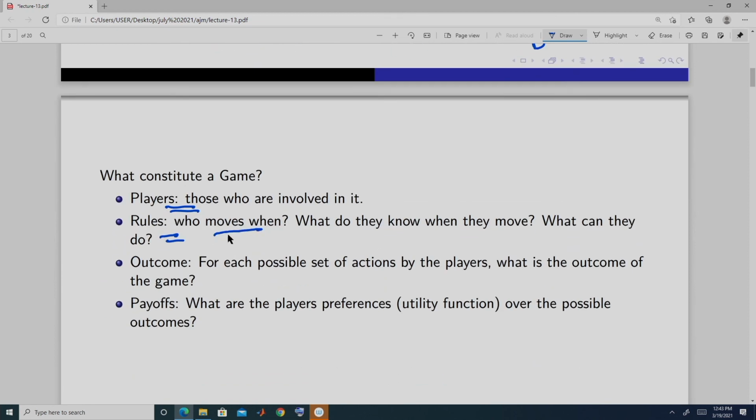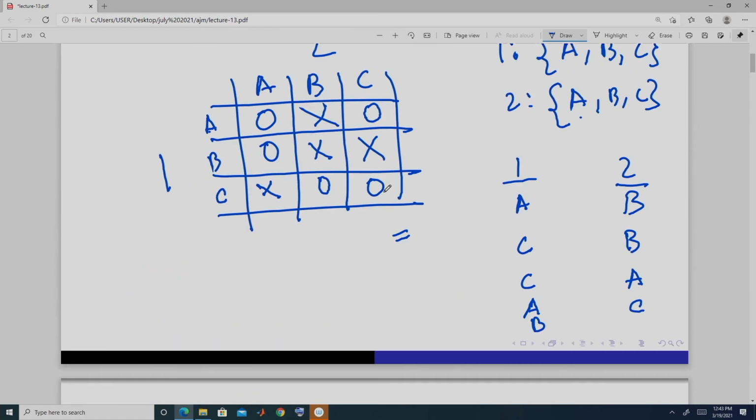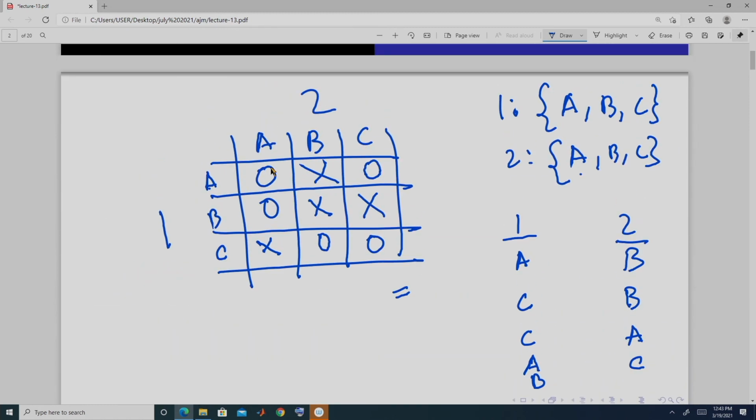So, who moves when? That has to be specified. Then, what do they know when they move? Here, when we play tic-tac-toe, player 1 moves first and player 2 moves second. While choosing a place, player 2 has observed where player 1 has placed his mark. Otherwise, player 2 would have different information if it did not observe this. But if it observes, then its observation, or information set, is going to be different.